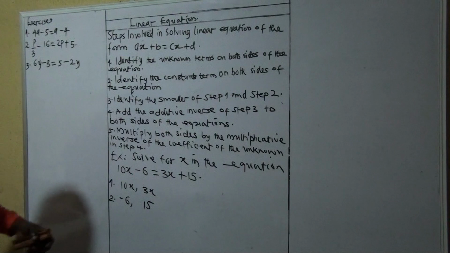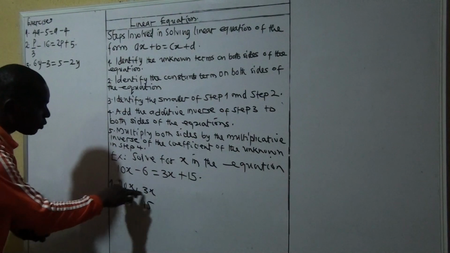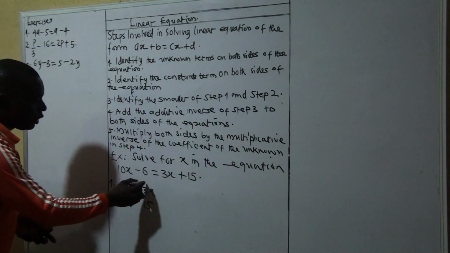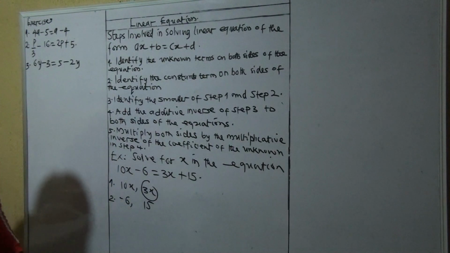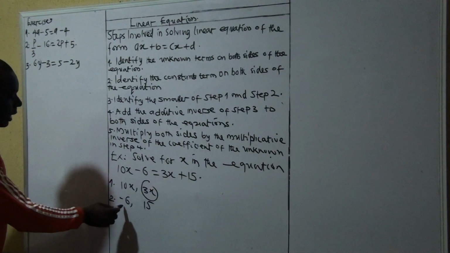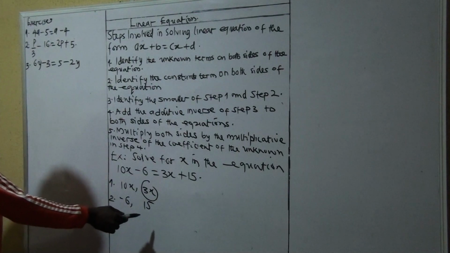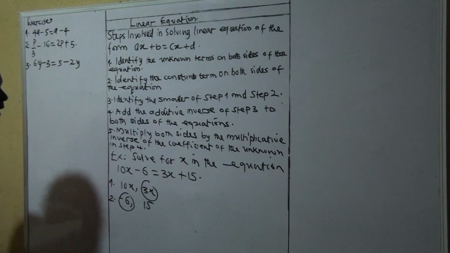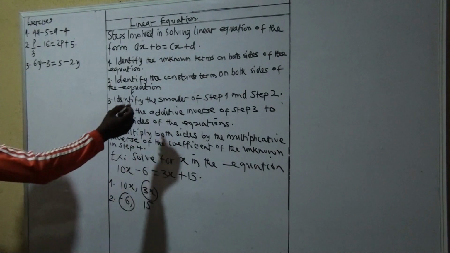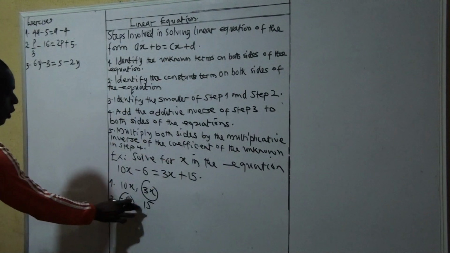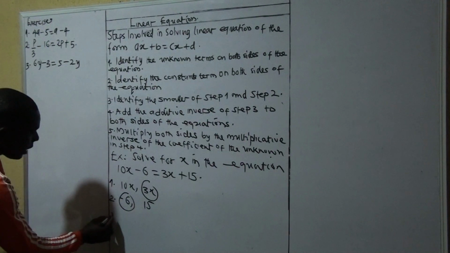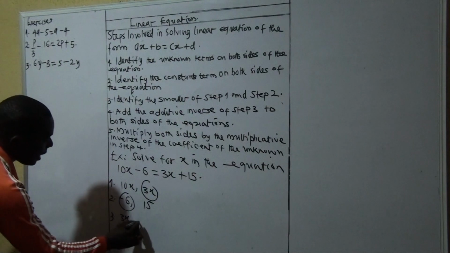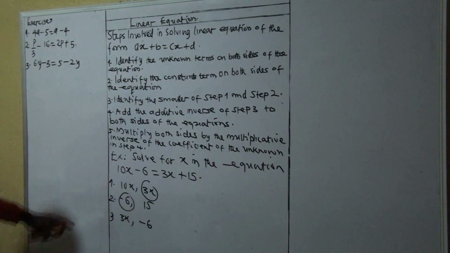Having done this, which of them is smaller? Is it 10x or 3x? You can see the smaller one is 3x. Among minus 6 and plus 15, the smaller between them is minus 6. Now our step 3: we have identified the smaller ones, which are 3x and minus 6.